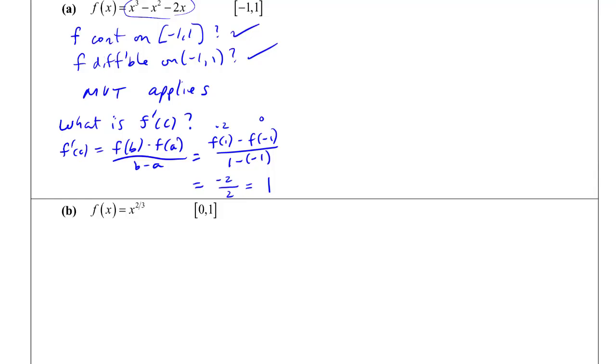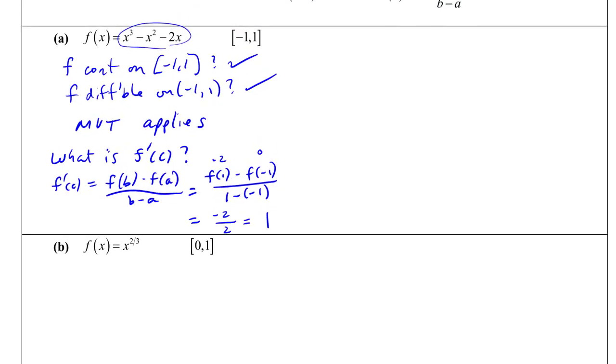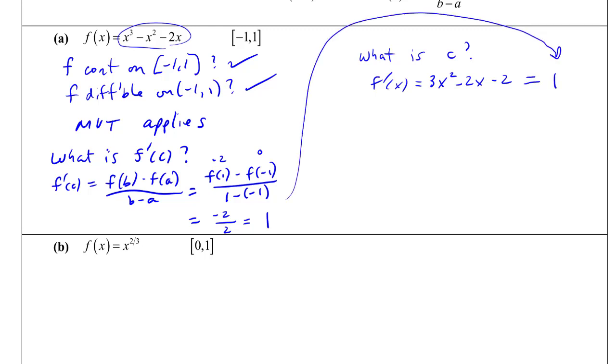So now I want to ask, what is C? Well, I'm going to need the derivative. That should be pretty easy here. 3x squared minus 2x minus 2. And I'm just going to set that equal to this 1 that I found out from the guarantee. So if I do 3x squared minus 2x, and then I subtract over, I get minus 3 equal to 0.